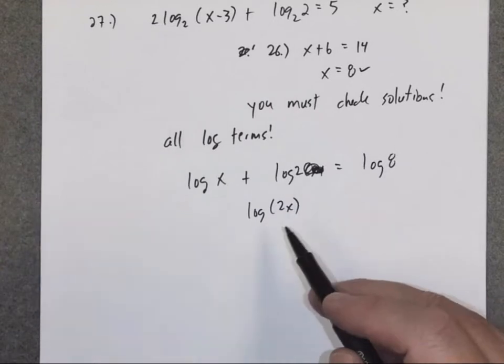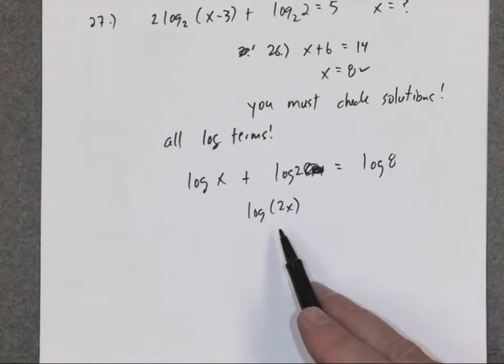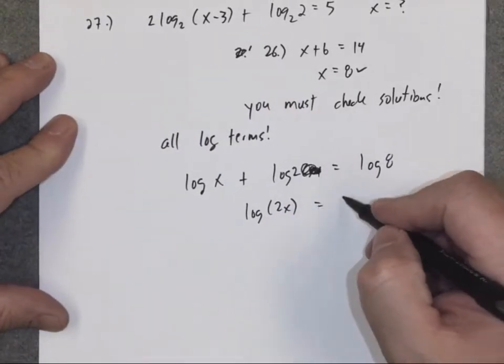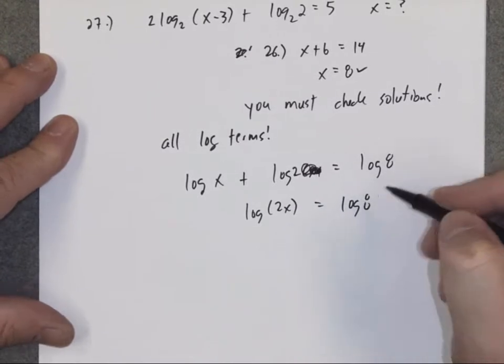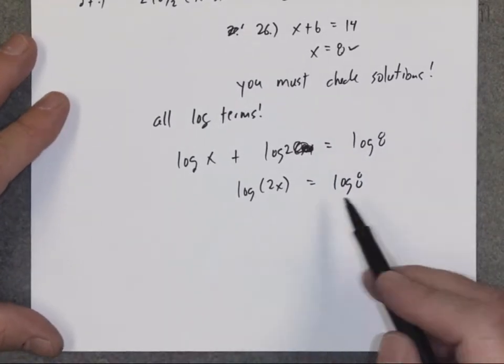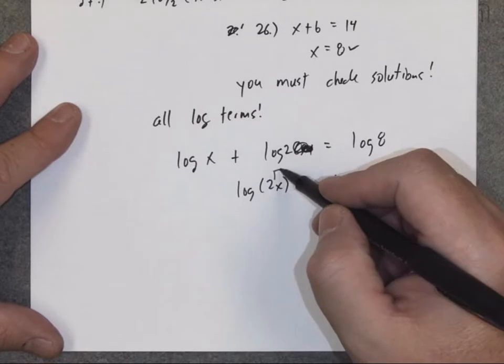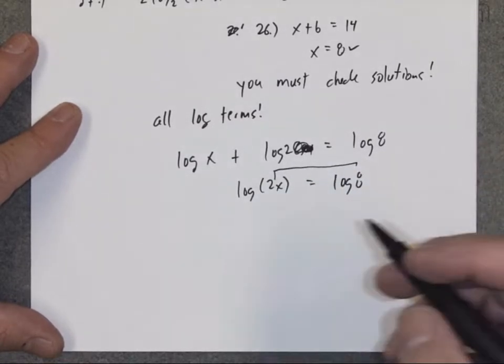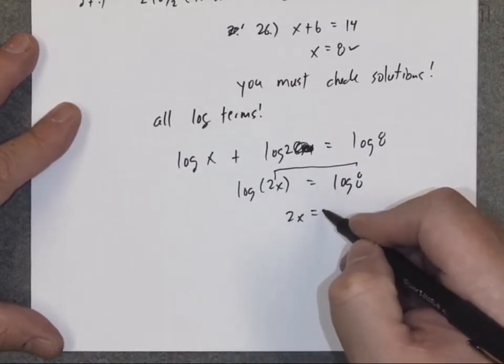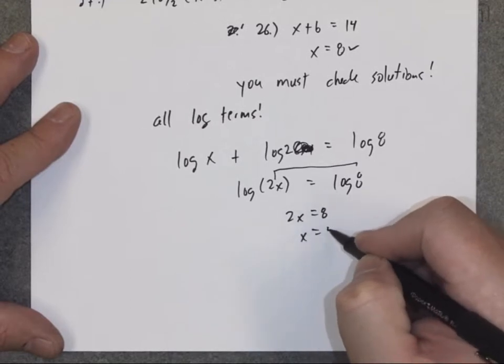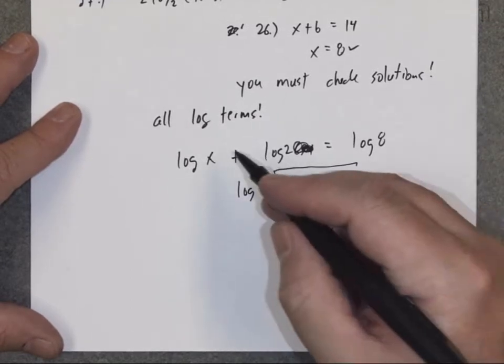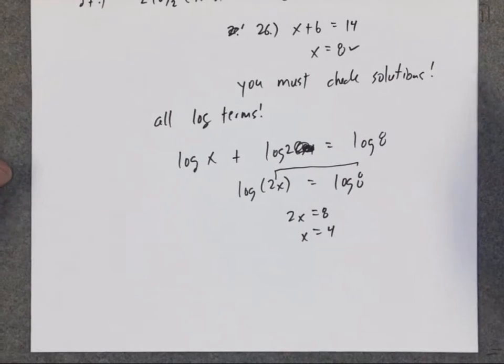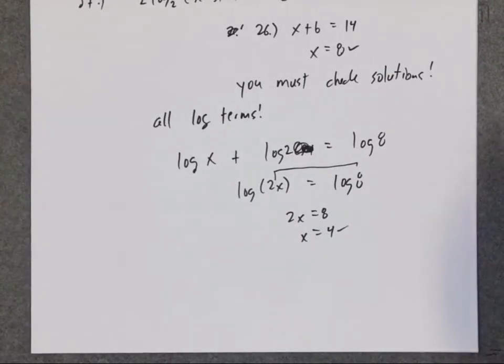Log x plus log of 2, I can combine it to log of 2x. So now what do I have? A log term equals a log term. Therefore, the stuff inside must be equal. X equals 4. I put the 4 in here, everything's okay. That's a solution.